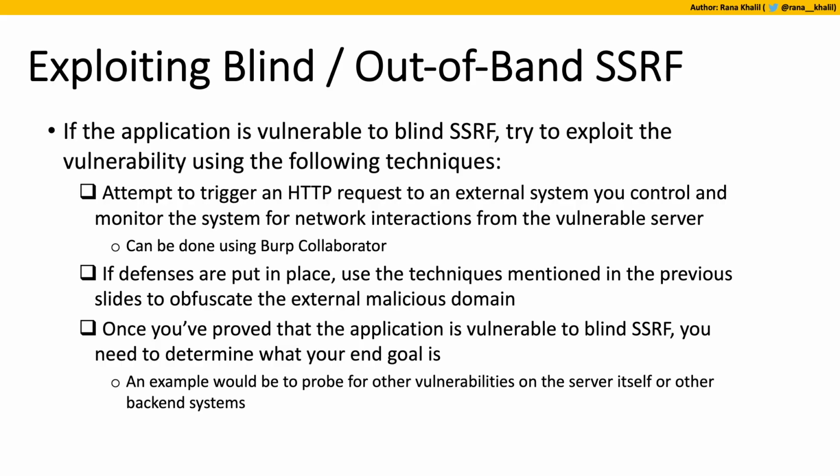An example of how to do that is you probe for other vulnerabilities on the server itself or other backend systems. So there's a specific lab video that is dedicated to blind SSRF, and I mentioned that in the past couple of slides. In this video, we'll exploit a blind SSRF vulnerability in order to port scan the network and look for applications that are vulnerable to Shellshock. Once we find that an application is vulnerable to Shellshock, we exploit the vulnerability in order to gain a foothold in the network or to gain remote code execution on the network. So make sure to catch that video if you'd like to gain experience in exploiting blind or out-of-band SSRF vulnerabilities and actually show impact of the vulnerability itself.